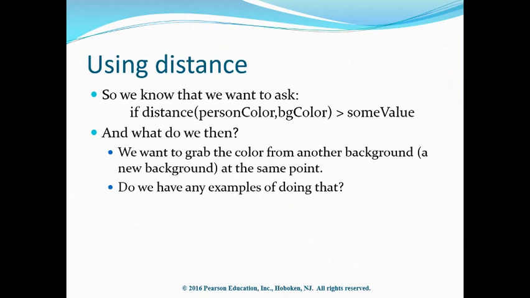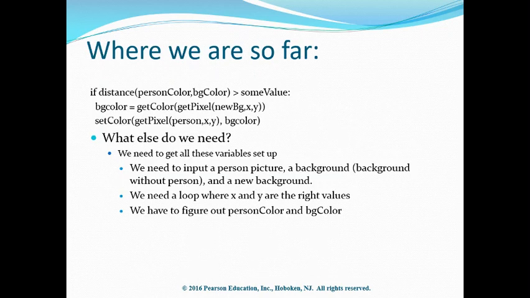So using distance, we know that we want to ask if the distance between the person color and the background color is greater than some value. And what do we do then? We grab the color from another background, the new background, at the same point. So do we have any examples of doing that? So where are we so far? We're saying if the distance between the person color and the background color is greater than some value, the background color equals a new background x and y, and we set the color to the background color.